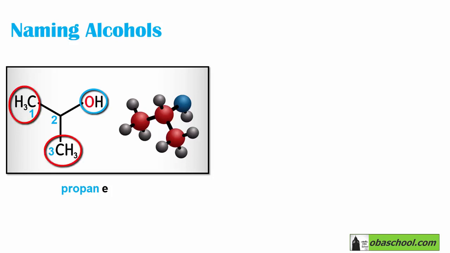The hydroxyl group, which is the OH group, can be bonded at two positions: carbon number 1, which is this one or this one, it doesn't matter, it's the same, or on carbon number 2. In this case, it's bonded to carbon number 2, so we have to specify the position of the functional group. So we will use a number. We will write propan-2-ol. So this number over here specifies the position of the functional group.